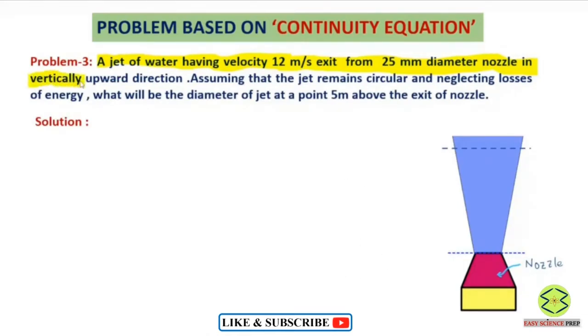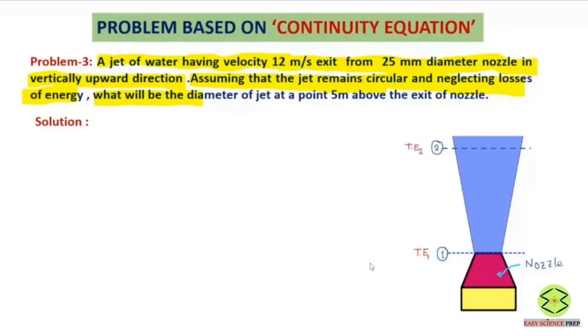And the jet of water is moving in the vertically upward direction, and we are assuming that the jet remains circular and we neglect losses of energy, as it is mentioned that the energy is conserved. The total energy at section 1 and the total energy at section 2 are the same. They are the same because the energy is conserved. So as given in the question, we have to find the diameter of the jet at 5 meters above the exit of the nozzle. That means at section 2 we have to find the diameter. The height of section 2 from section 1 is 5 meters.